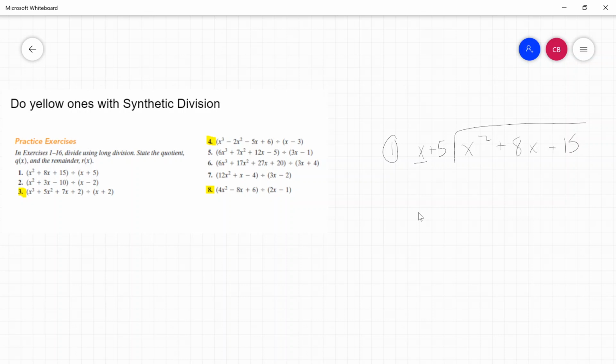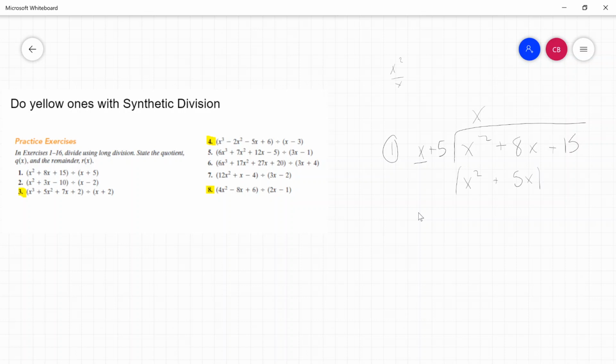x. How many times is x going to go into x squared? X times. If you do x squared divided by x, that's what tells you what goes here. Okay, so we've done that. Now let's figure out what goes underneath. So we go x times x. So we're multiplying this to this. That's going to be x squared. X times positive 5, that's plus 5x.